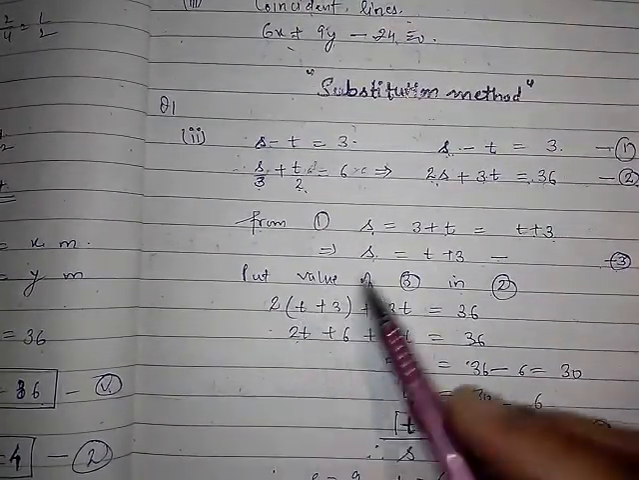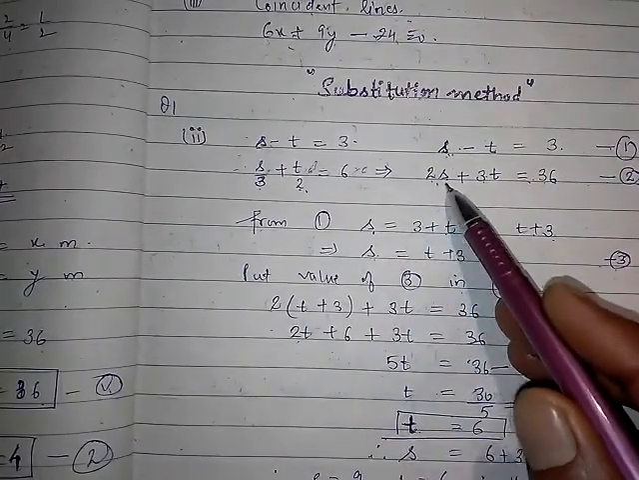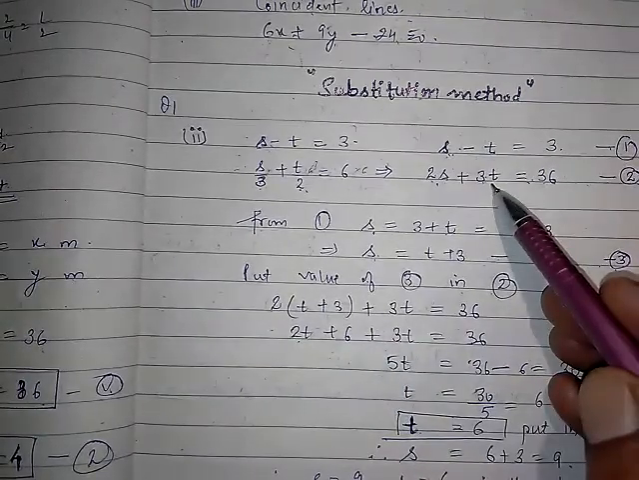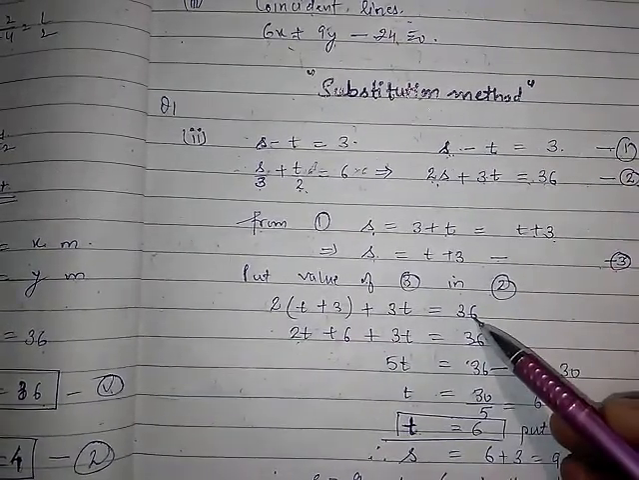Now see what you are getting: 2s. In place of s you will write t plus 3 here. Okay, plus 3t as it is, equal to 36 as it is.